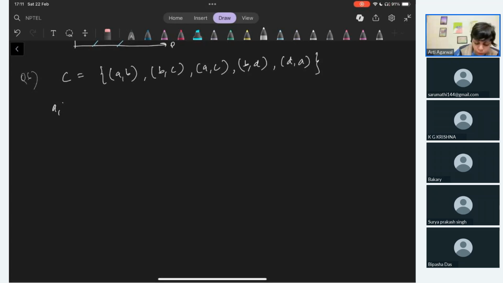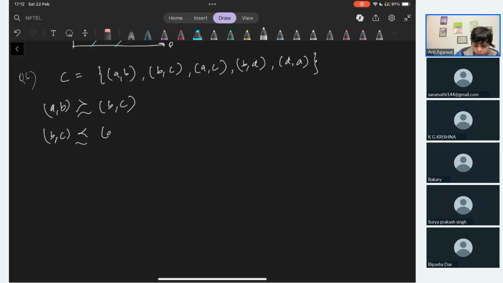So I'm just writing down what is given; I don't know how to write this symbol properly. Okay, so this symbol means A comma B is more preferred to B comma C, or the person is indifferent between A, B and B, C. So this symbol means they're indifferent between the two choices. Okay, then we are given B comma C is less preferred to A comma C. B, D is the same as D comma A.